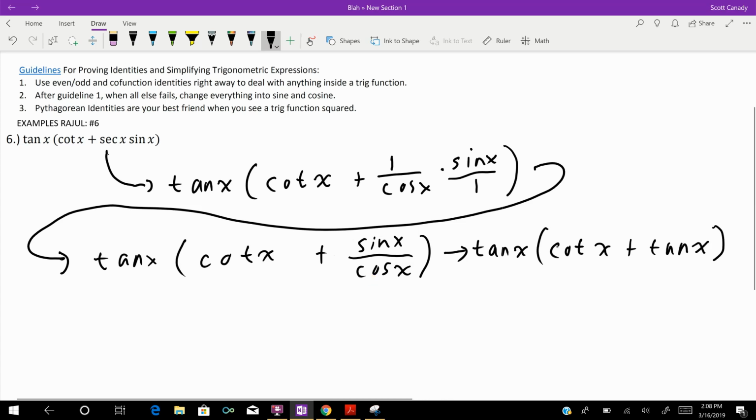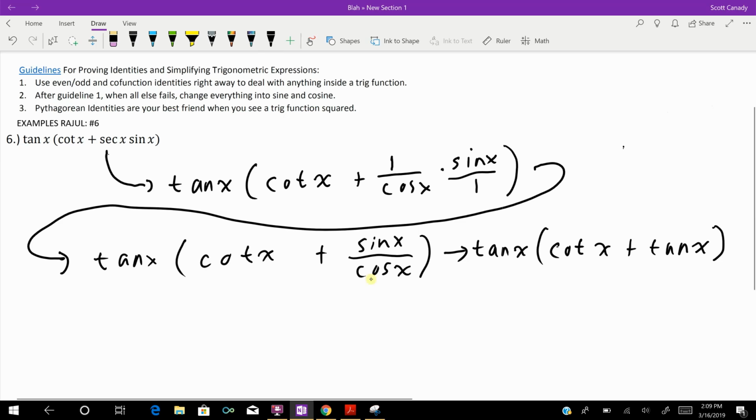And notice how I'm using some different strategies than I've used before. I didn't change everything into sines and cosines. And the reason why is because I see something else. I see that cotangent of x equals 1 over tangent of x. And this is where really knowing all of your identities comes in very handy. So since cotangent of x is 1 over tangent of x, if I multiply tangent of x to cotangent of x, I should get 1. So I'm going to go ahead and show that to you step by step.